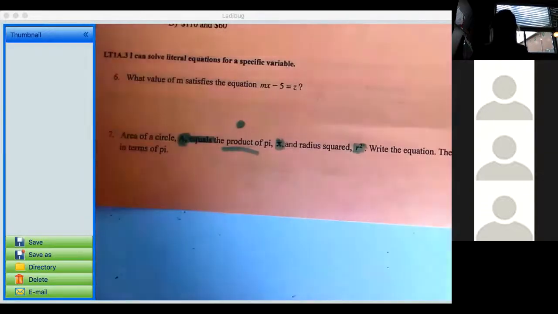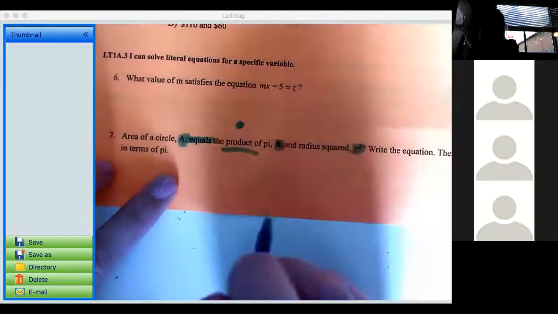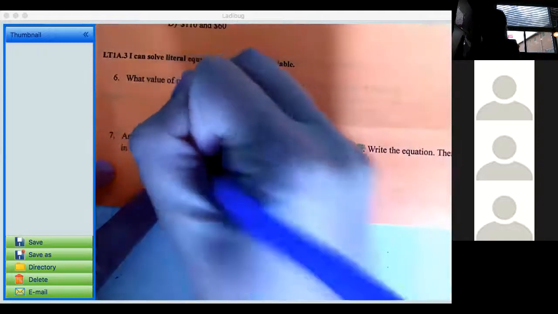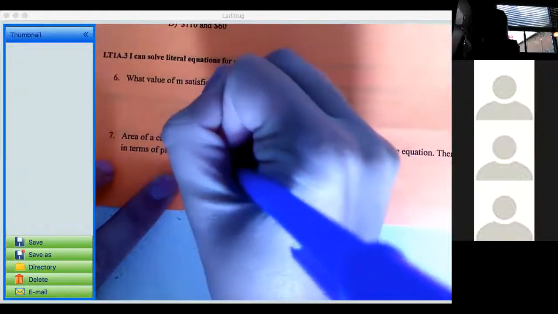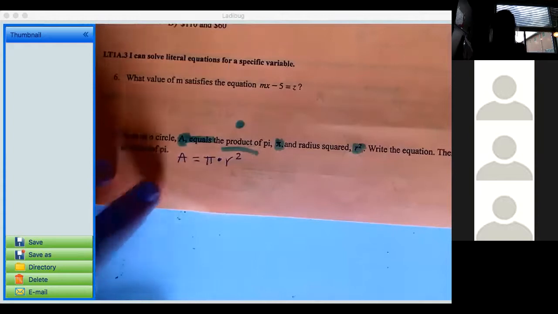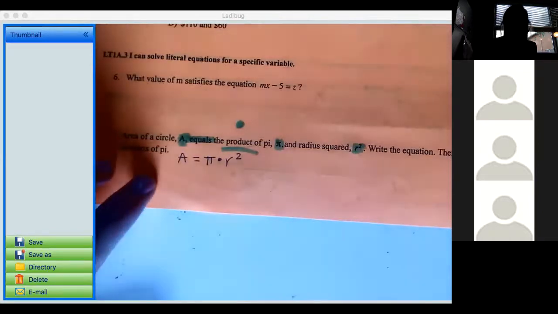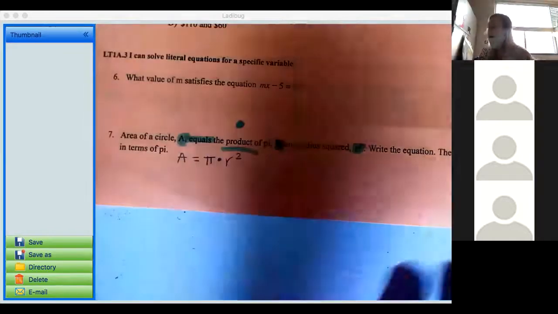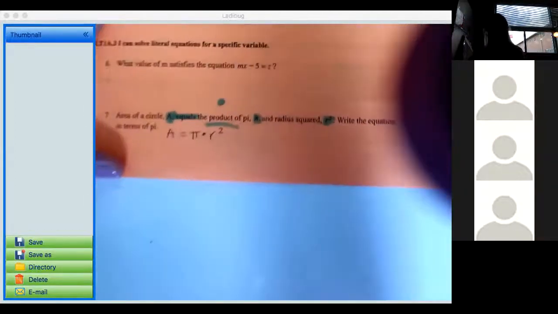So how can we write that equation, y'all? Not y equals. How do I write that equation? A equals pi times r squared, because it's the product of pi and r squared. You had plus. There were a lot of y'all that put plus. It's okay. Product means you're multiplying. So now you've got it set up. What do they ask us to do next?